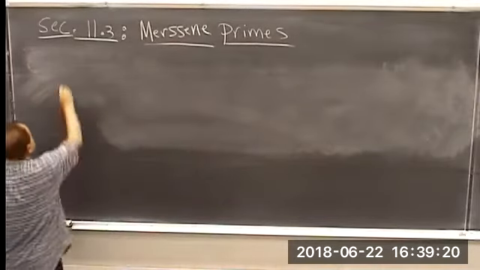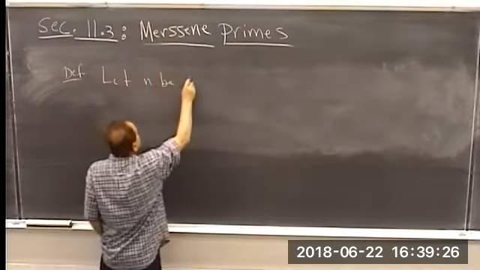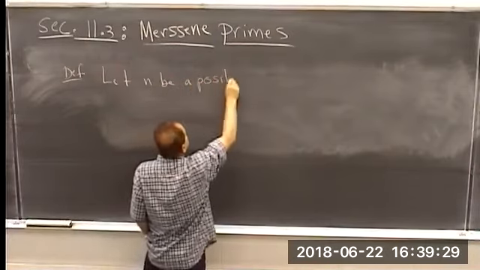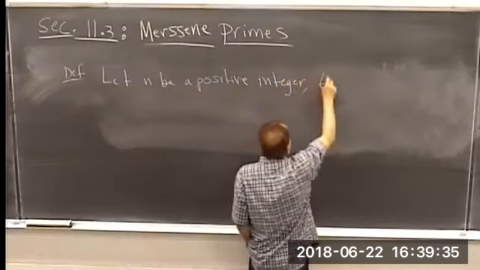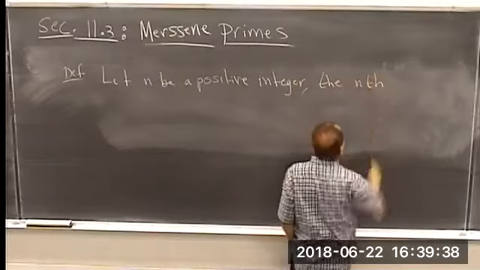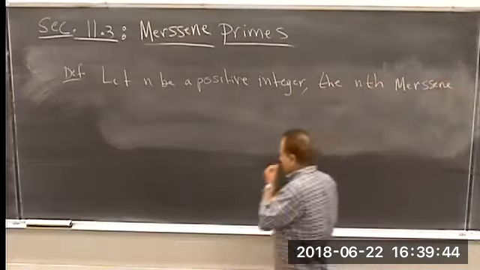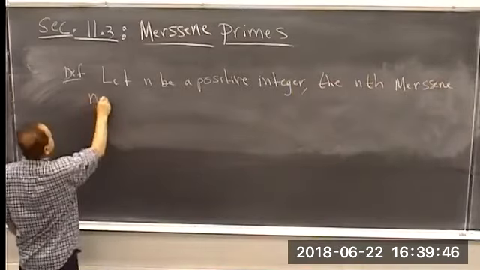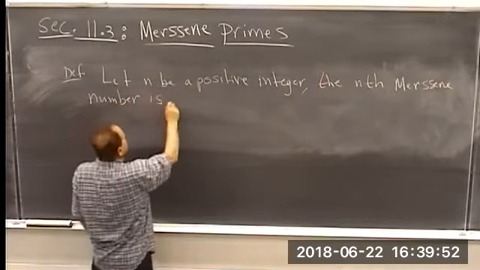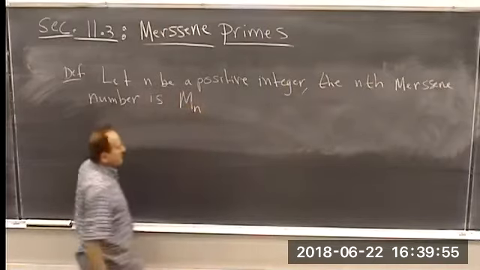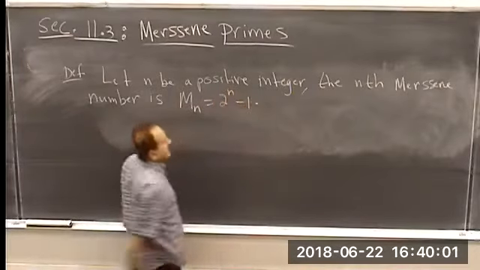So here it is. Let n be a positive integer. The nth Mersenne number is this. We denote it by M sub n, and it's equal to 2^n minus 1.